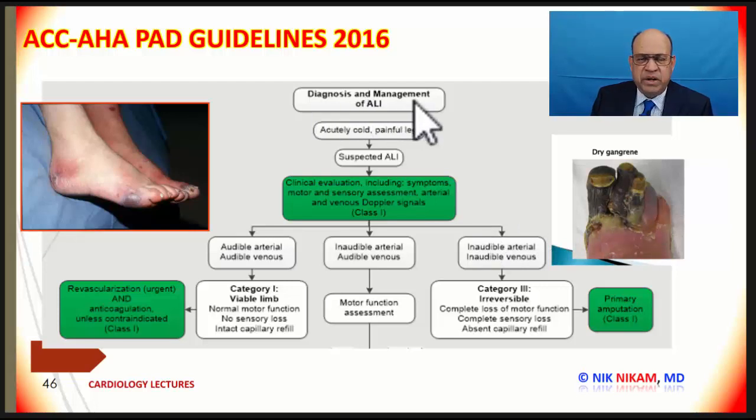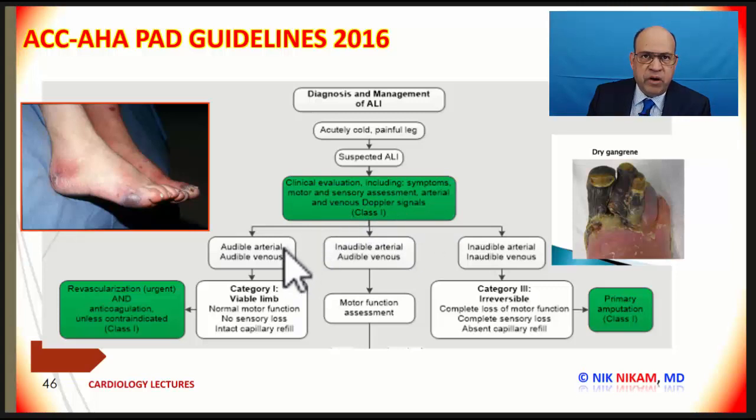Diagnosis and management of acute limb ischemia. An acutely cold and painful leg is suspected of acute limb ischemia. Clinical evaluation includes symptoms, motor and sensory function assessment, and arterial and venous Doppler signals are measured.